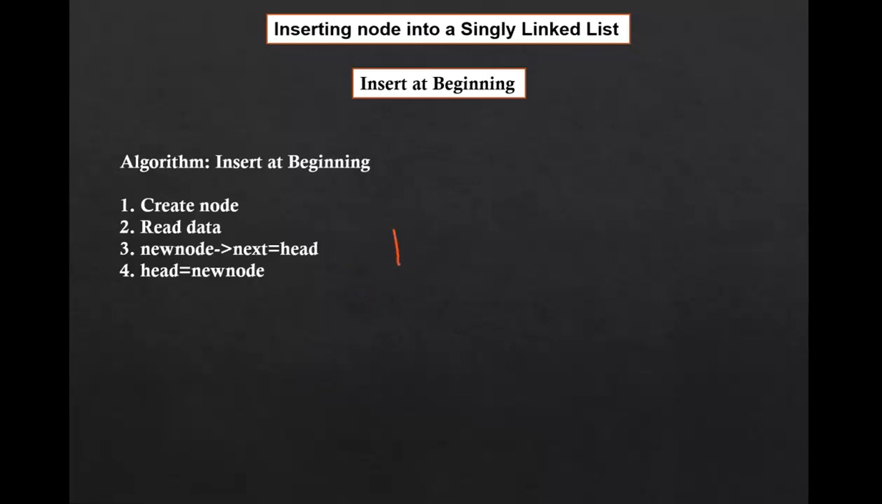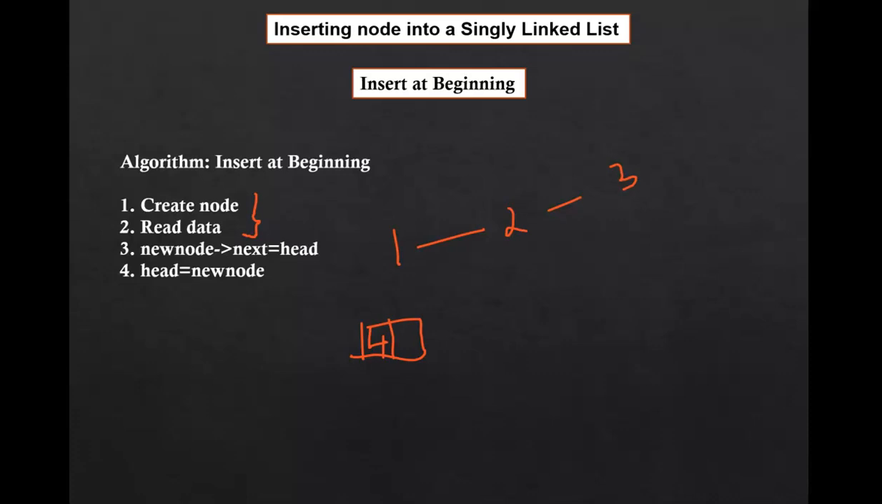So I appreciate you to look into my previous video of creation and then come for insertion operation. So I assume that the linked list contains nodes 1, 2 and 3. Now you have to insert at the beginning. Create the node and read the data. Say for example, you have created the node and read the data. So this is the new node that you have created.